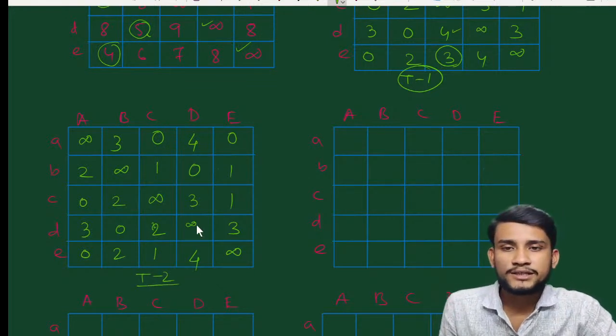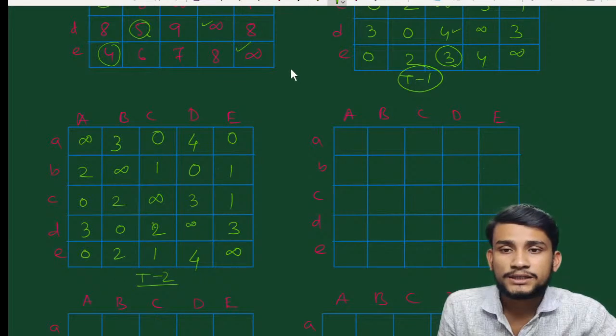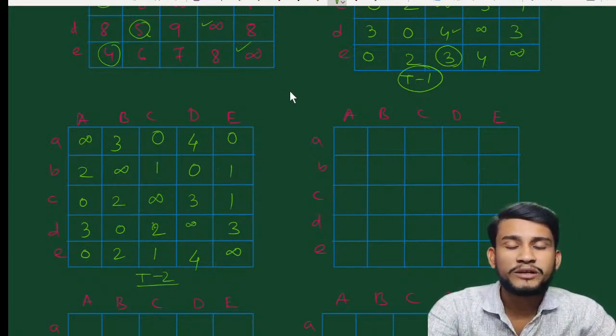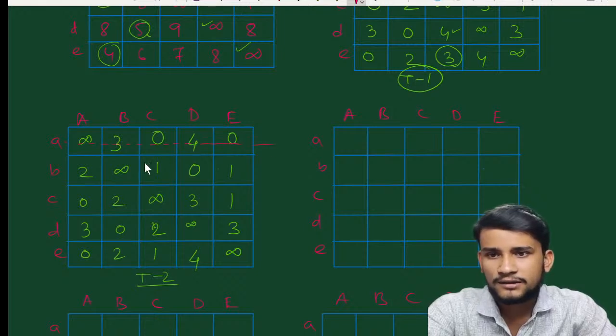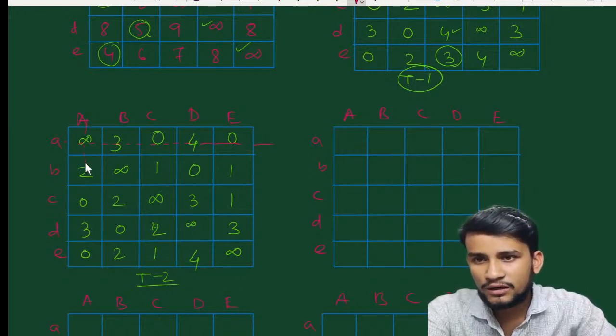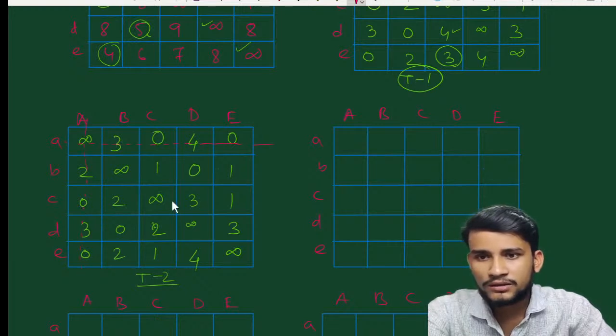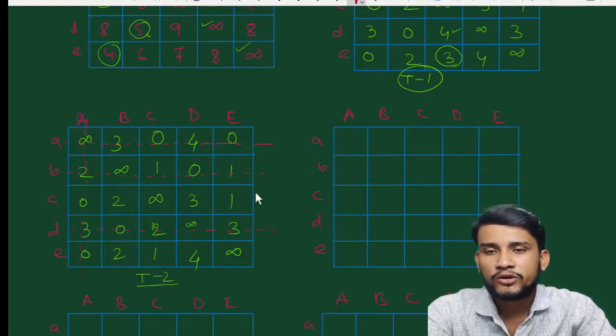Next, our work is to cover all these zeros by dotted lines with the minimum number of lines. Suppose we take this line, then this line, then this line, and then this line. So there are 4 lines, but the order of the matrix is 5.